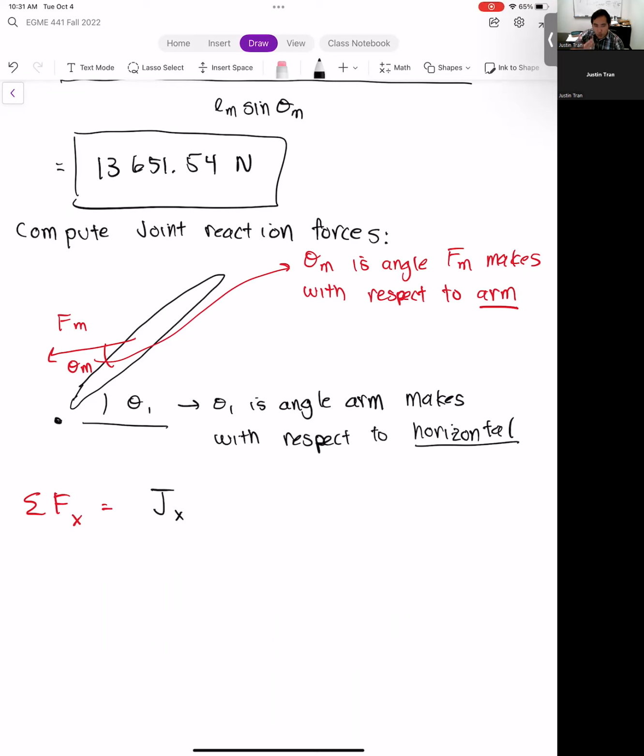But the question is, what angle do we use for this case here? It's really tricky because the angle that we're given here is on the opposite side of what we normally expect. Okay, so let me draw it like this.